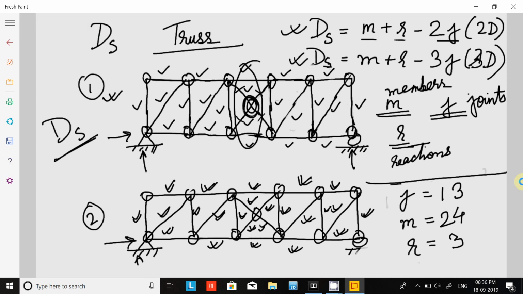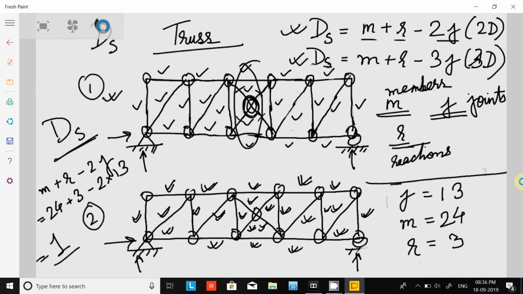So the final result will be how much? m plus r minus 2j. It will be 24 plus 3 minus 2 into 13. It is becoming 1. So you see, it's better if you use this method. I would prefer this. This will be much more proper. So this is how we calculate the degree of static indeterminacy for a truss.